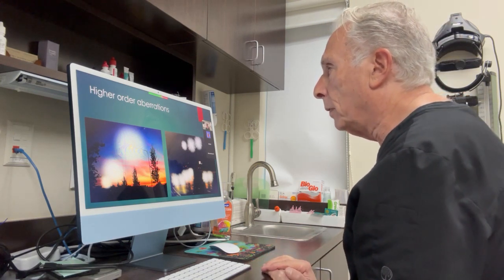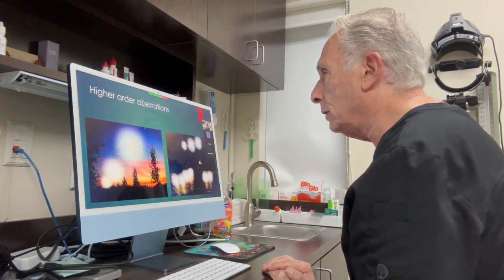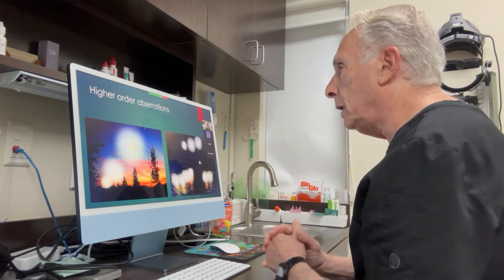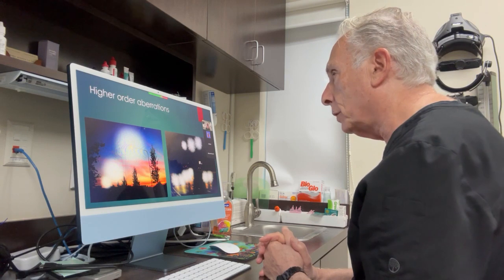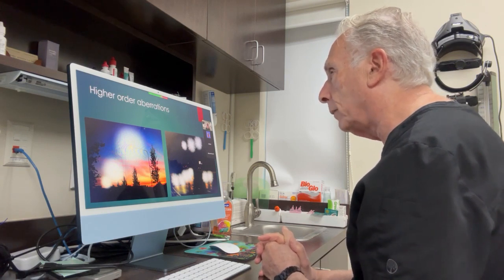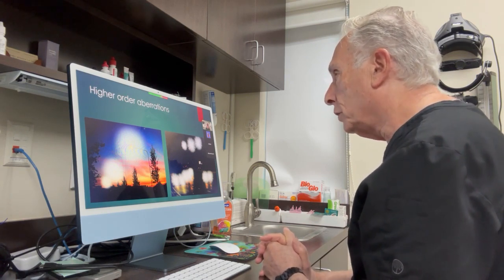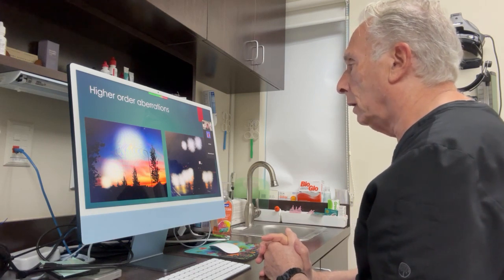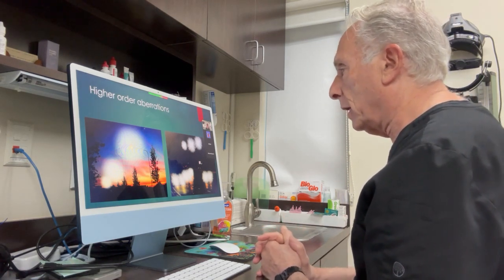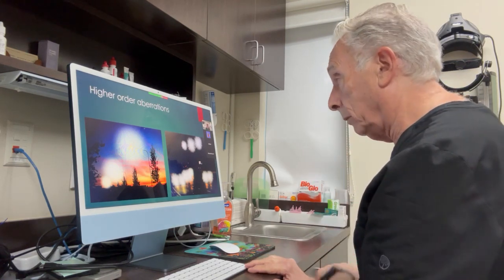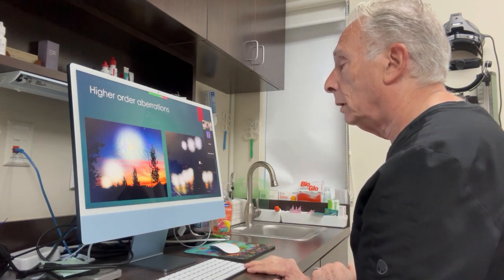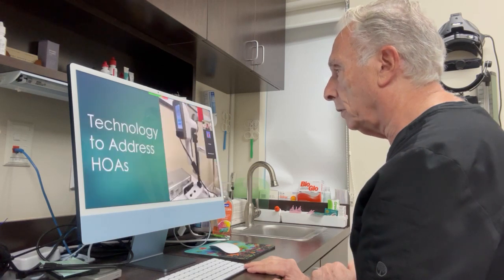Now, one problem that we all have to contend with in these high keratoconus patient populations is higher order aberrations, where they're seeing halos and glare, starbursts, double vision, and shadowing. These are examples of some of the things that patients see. And there's emerging technology involving aberrometry that is designed to take care of these.